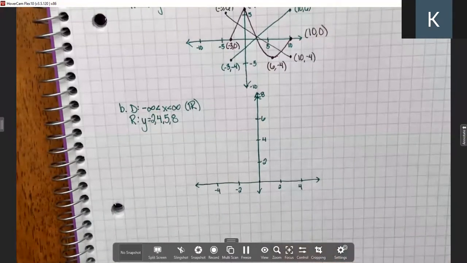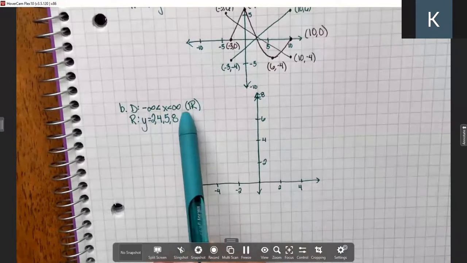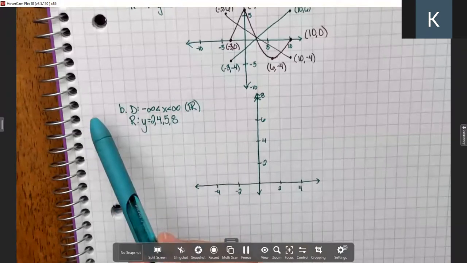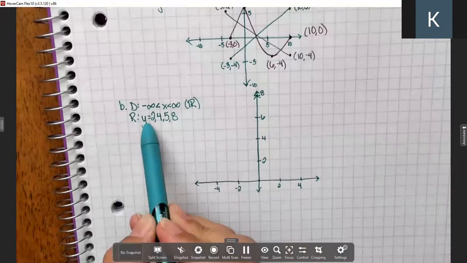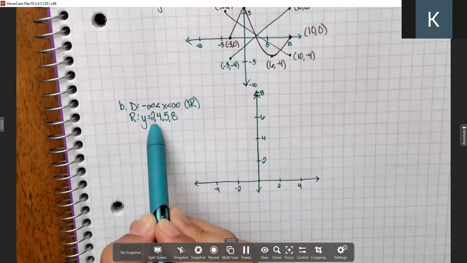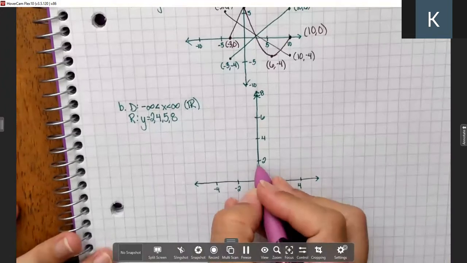So again, this is just reviewing domain and range. Your domain is all real numbers. So domain, remember, is left and right. That means this needs to go left and right forever. It has to have arrows. Your range, y is equal to 2, 4, 5, and 8. Nothing in between, not 3, not 2.5. So this one would look a little bit different, so it has to be equal to 2.